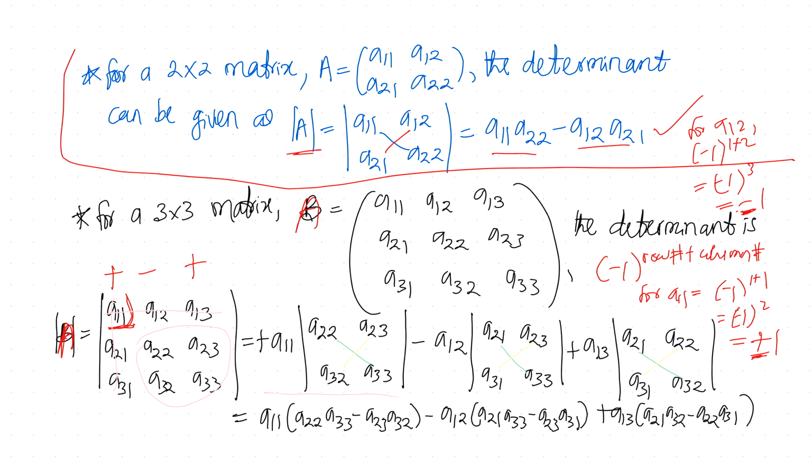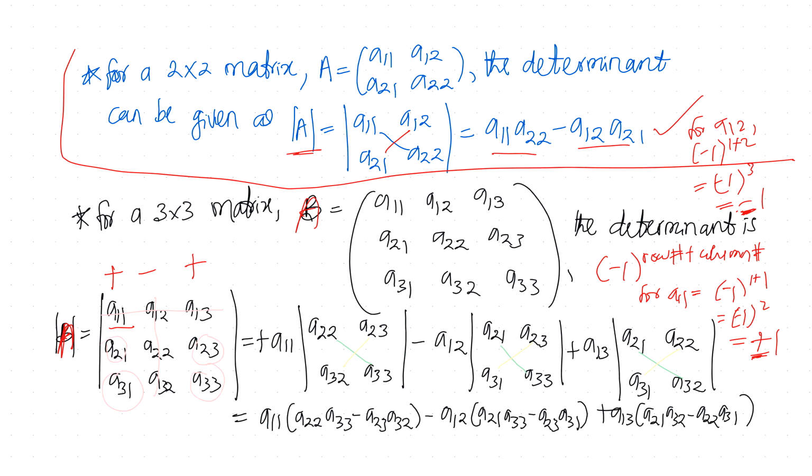Now that that is taken care of, you go to the next one, and you have A12. So you have minus A12, and then you cross out the column to which A12 belongs and the row to which it belongs. And what you have left is A21, A23, A31, A33. And that is what you have as a 2 by 2 determinant down here.